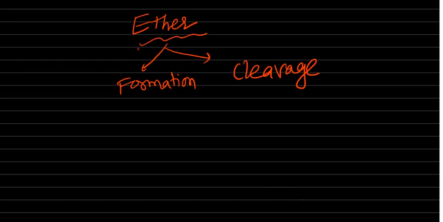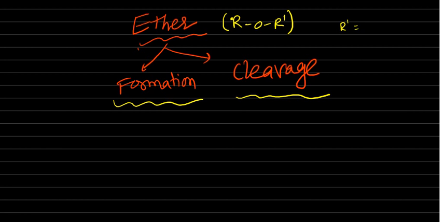Here the topic is ether formation and ether cleavage. What is an ether? R-O-R'. Here R' can be equal to R or not equal to R; either is possible. If R' equals R, that is a symmetrical ether, with both sides the same. If R is not equal to R', that is an unsymmetrical ether. Our topic is formation of ether and cleavage of ether.